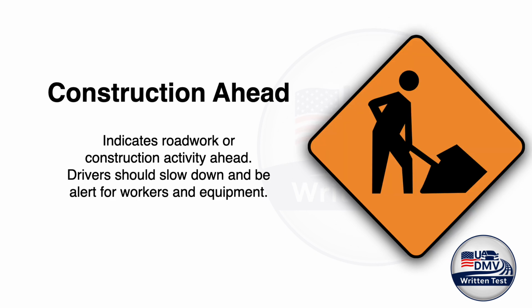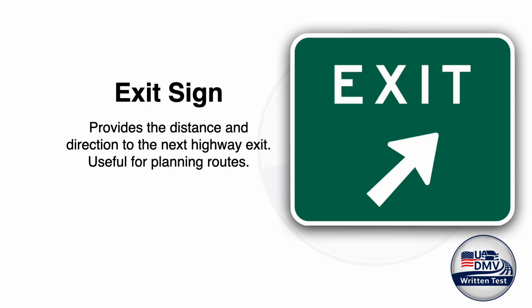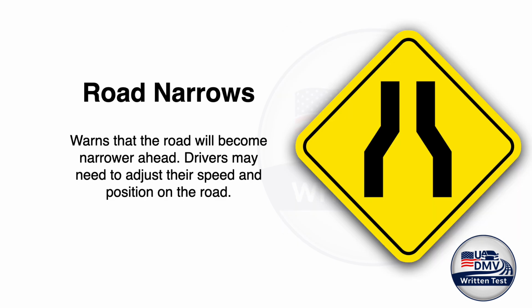Construction ahead indicates roadwork or construction activity ahead. Drivers should slow down and be alert for workers and equipment. Exit sign provides the distance and direction to the next highway exit, useful for planning routes. Road narrows warns that the road will become narrower ahead. Drivers may need to adjust their speed and position on the road.